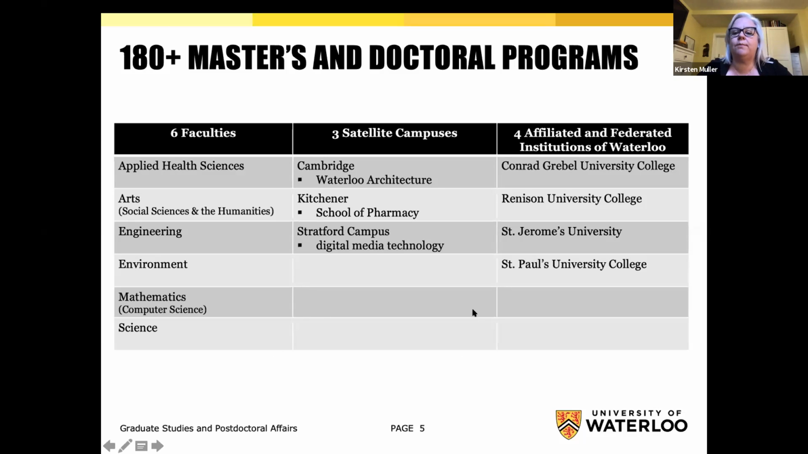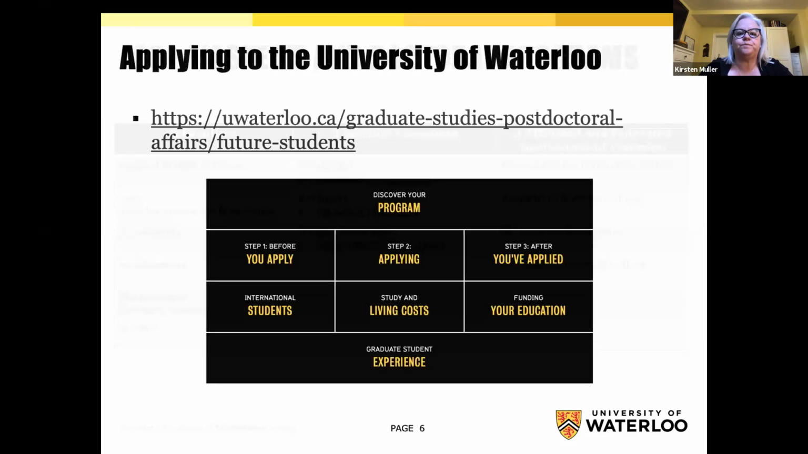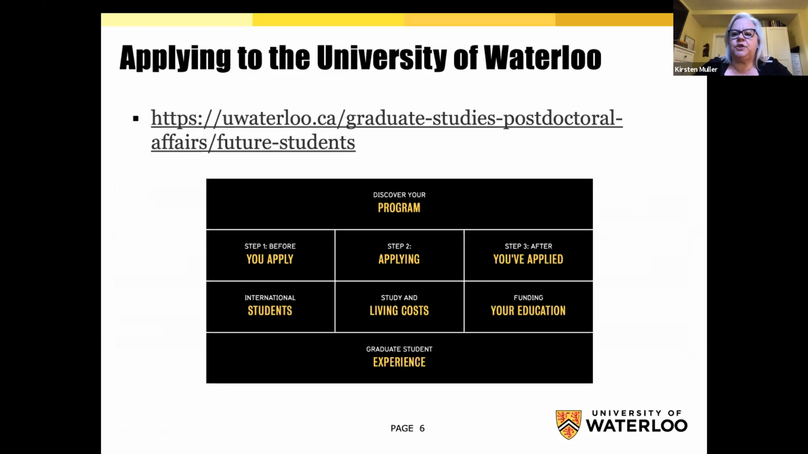We also have a number of affiliated colleges and institutions at the University of Waterloo, which are within walking distance of main campus. When you're applying to the University of Waterloo, we have a webpage set up for you that outlines each of the steps. You can go to this link and easily find it, and it has a number of different steps for you.